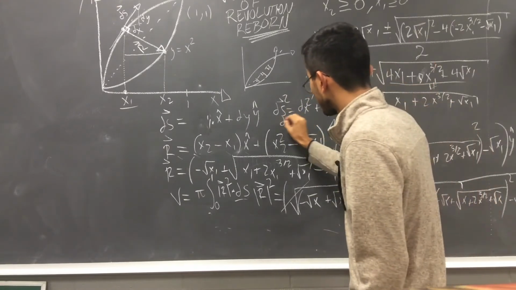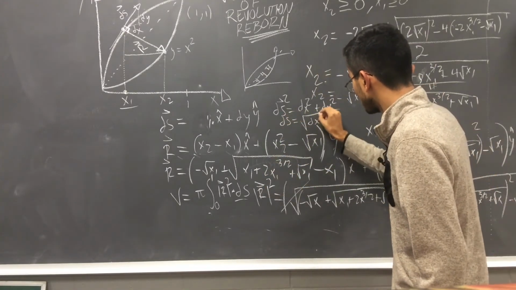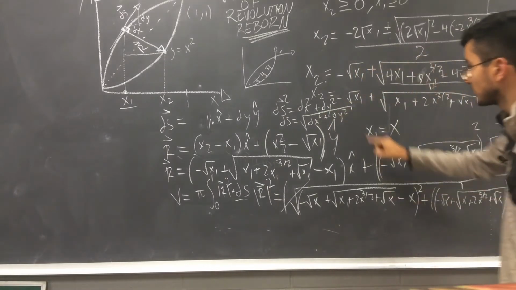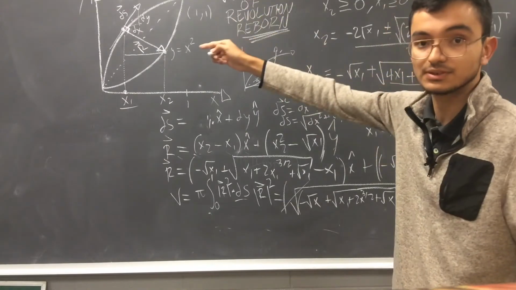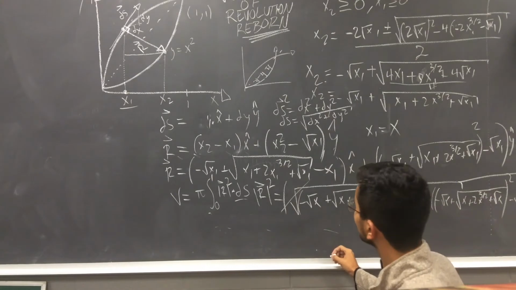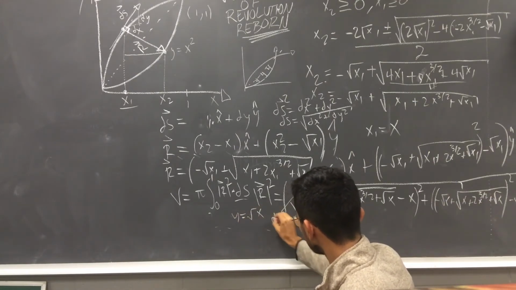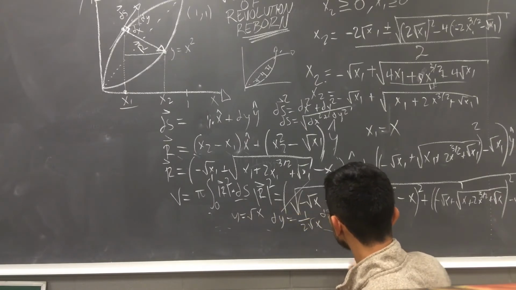So that is the same as saying that ds is equal to the square root of dx squared plus dy squared. All right, and remember that dy is essentially the derivative of the top curve. So let's go ahead and take the derivative of the top curve. Since y is equal to root x, dy is 1 over 2 root x dx.